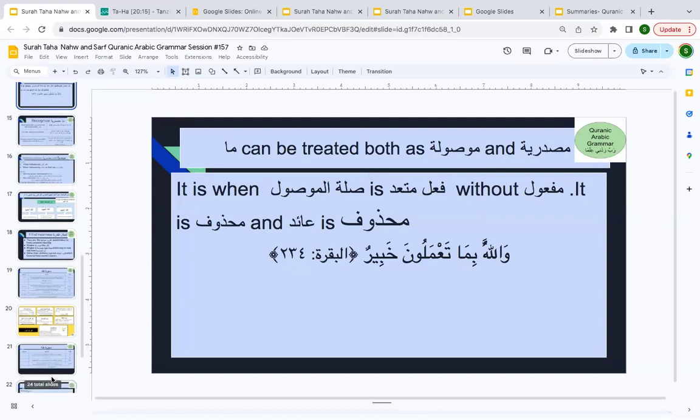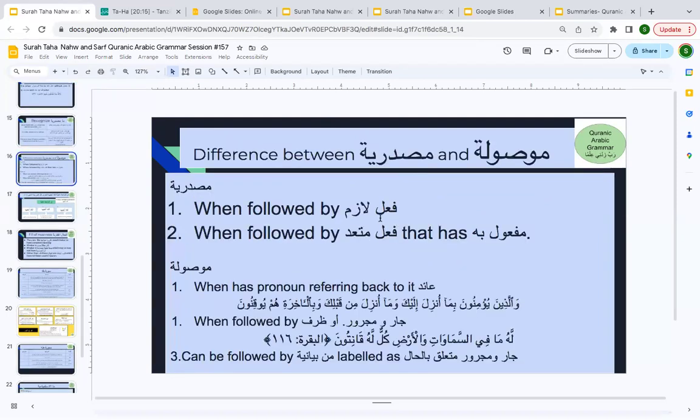But now if you see after it something that is a fail lazim, or a fail mutaaddi that does have a maf'ulun bihi after it, what should you call it? You have been taught this. You should call it ma masdariya. Okay. So now look at tas'a. Can I attach who after tas'a? He strove it. Does it make sense?